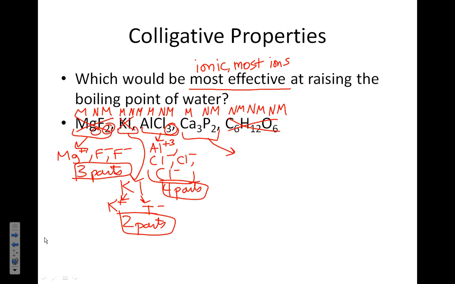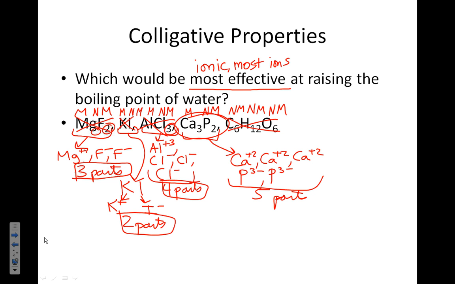And then the calcium phosphide, when this splits into ions, I'm going to get 3 calcium ions based on the subscript and 2 phosphide ions. So this thing has 5 parts, 5 ions to it, which means that this would be the best out of all of the options for raising the boiling point of water. It splits into the most ions, so it will form the most attraction with the water, and it'll keep the water in the liquid phase longer, and it will really bump up the boiling point, the temperature at which the water boils. So that's colligative properties.